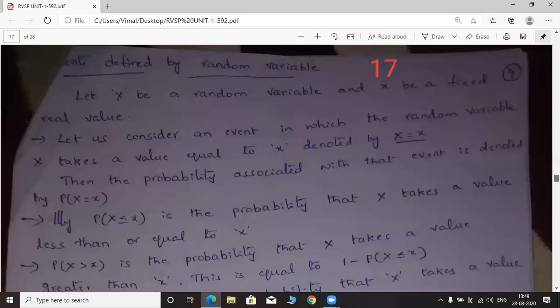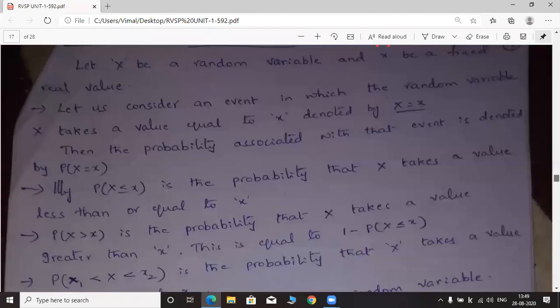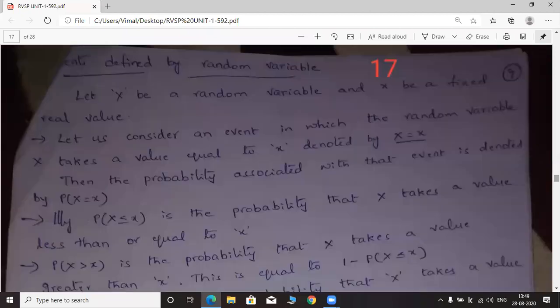Next, events defined by a random variable. Let us discuss this one also. We have 10 minutes time, so let us discuss these points in 5 minutes. Events defined by a random variable. How can we define an event by using a random variable? That is the concept here.